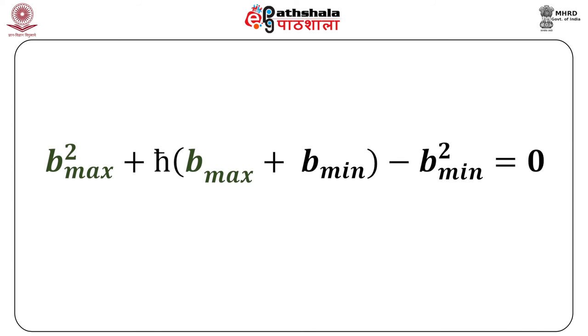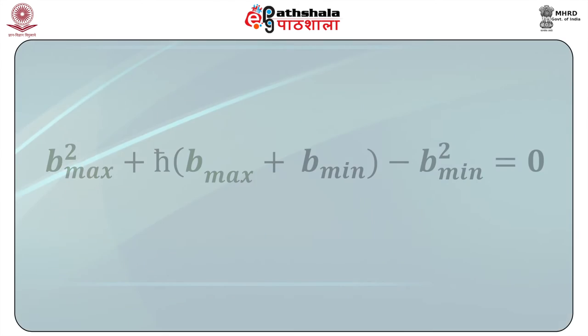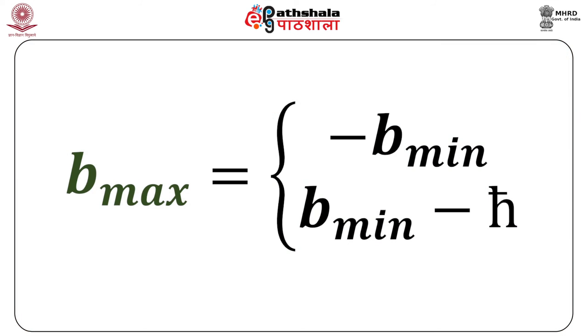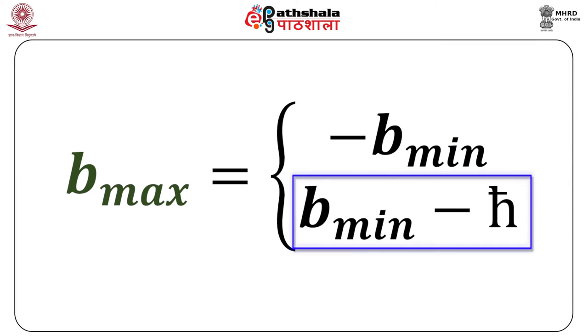Equating the two equations gives us the expression B max square plus ħ within brackets (B max plus B min) minus B min square equals 0. Now this becomes a quadratic equation which is solved for the unknown B max, and this gives us two roots for B max: the first is minus B min, and the second is B min minus ħ.